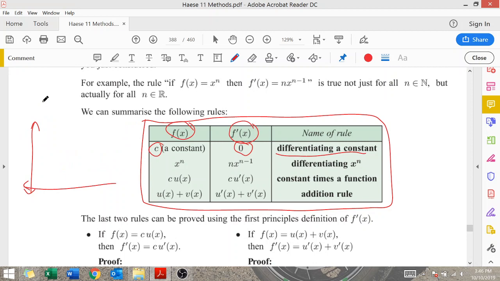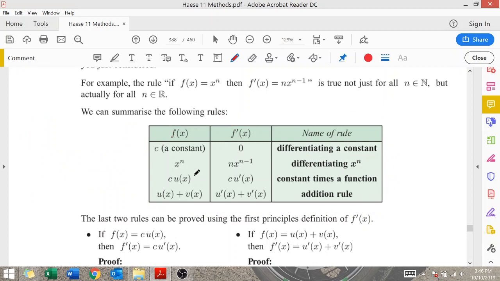Next up, we have f of x equals x to the power of n. So our function is x to the power of some number. It could be 5, it could be 7.